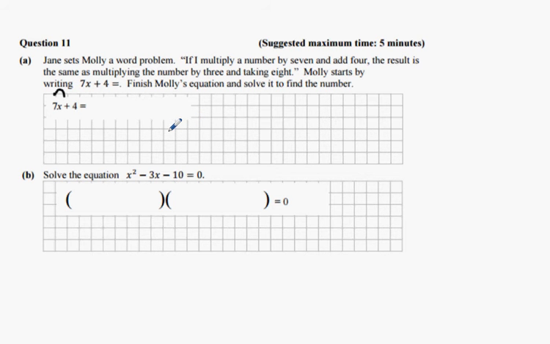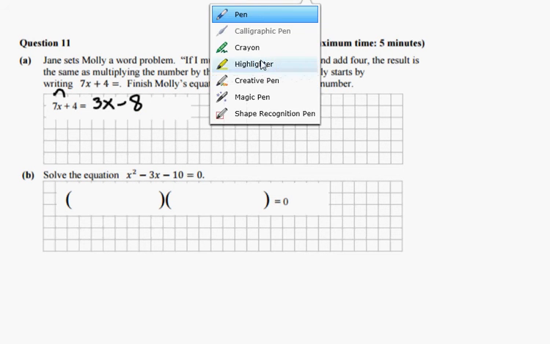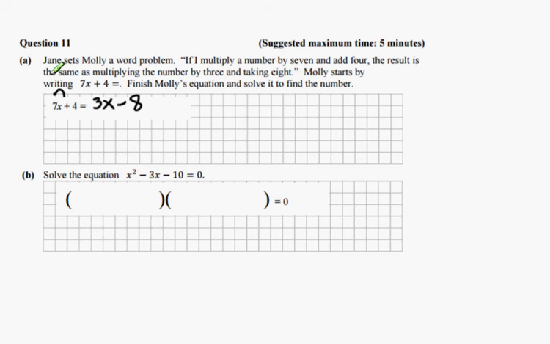3 times your number? X. X is your number. 3 times X. Take away 8 after when you're done? Yeah. They equal each other, don't they? Where's the key words? Where does it say they equal each other? The same as means equals. And then you write down the other equation.